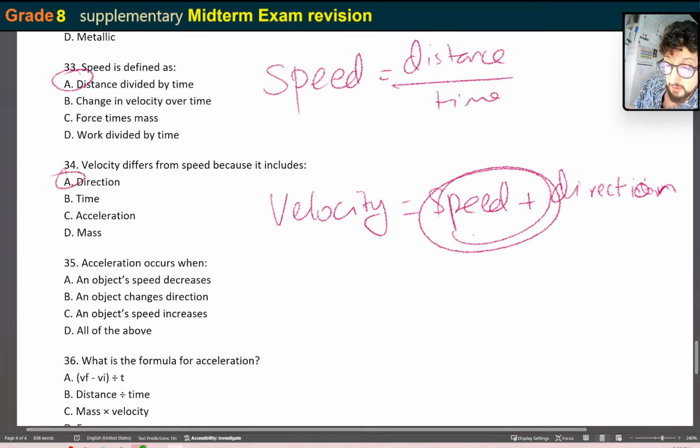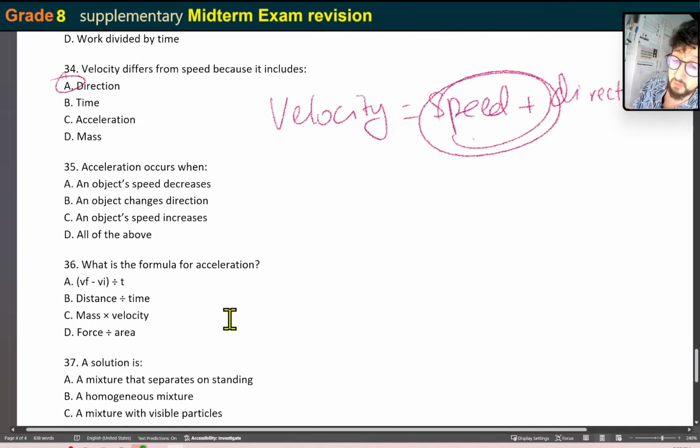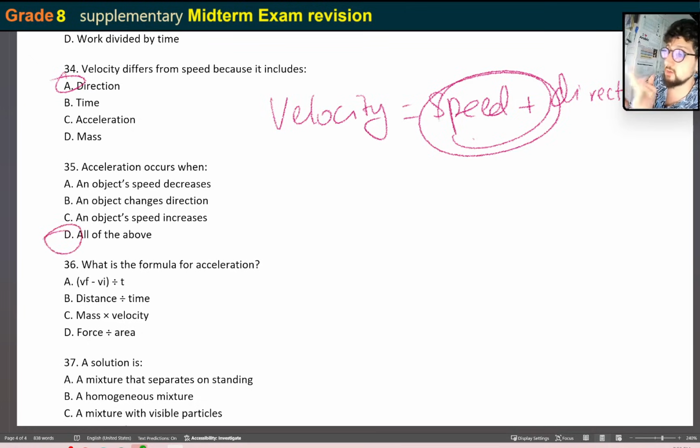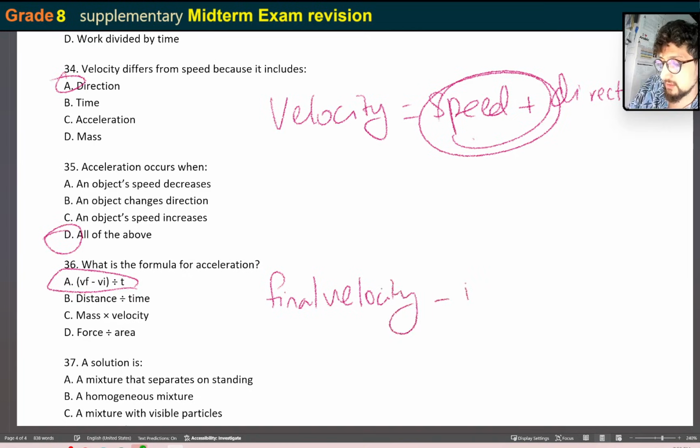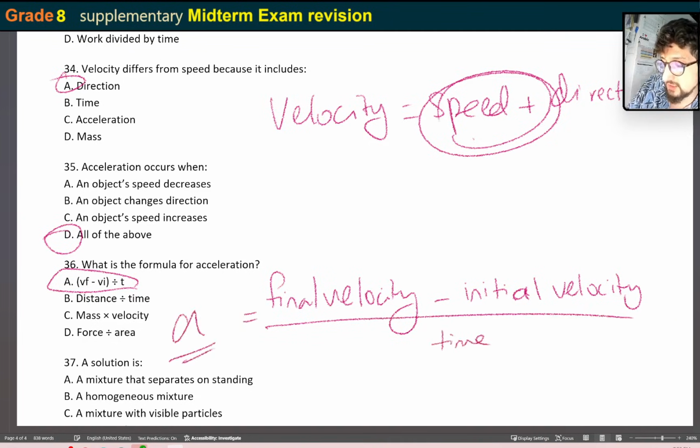An acceleration occurs when an object's speed decreases, an object's direction changes, or an object's speed increases, or all of the above. Of course, all of the above. Acceleration can happen when an object slows down, speeds up, or changes direction. 3 conditions. What is the formula for acceleration? It is this one here: final velocity or final speed minus initial velocity or initial speed, all over the time, is equal to acceleration.